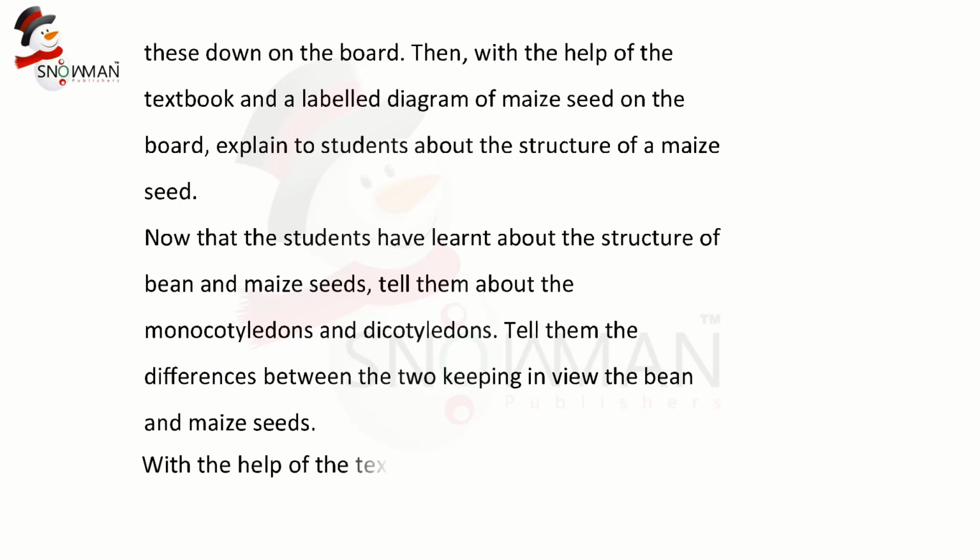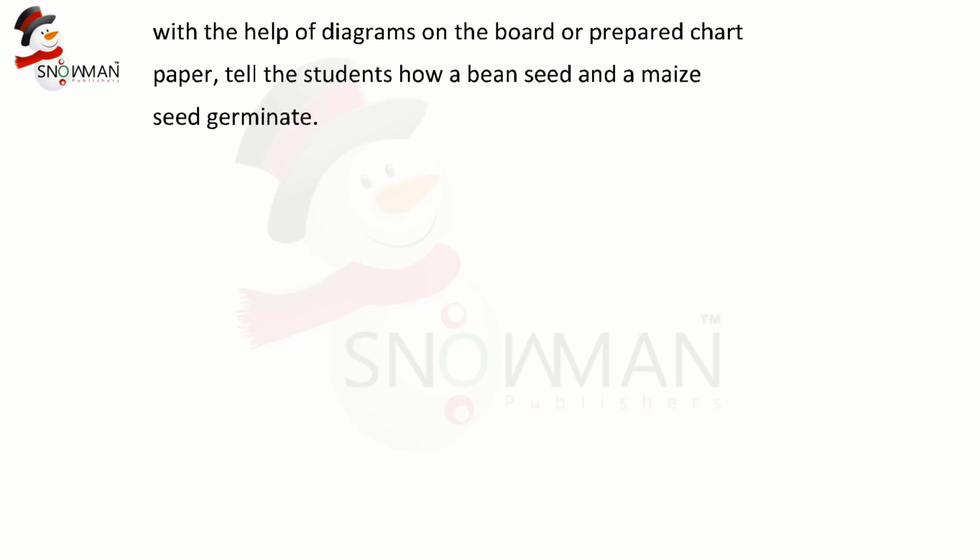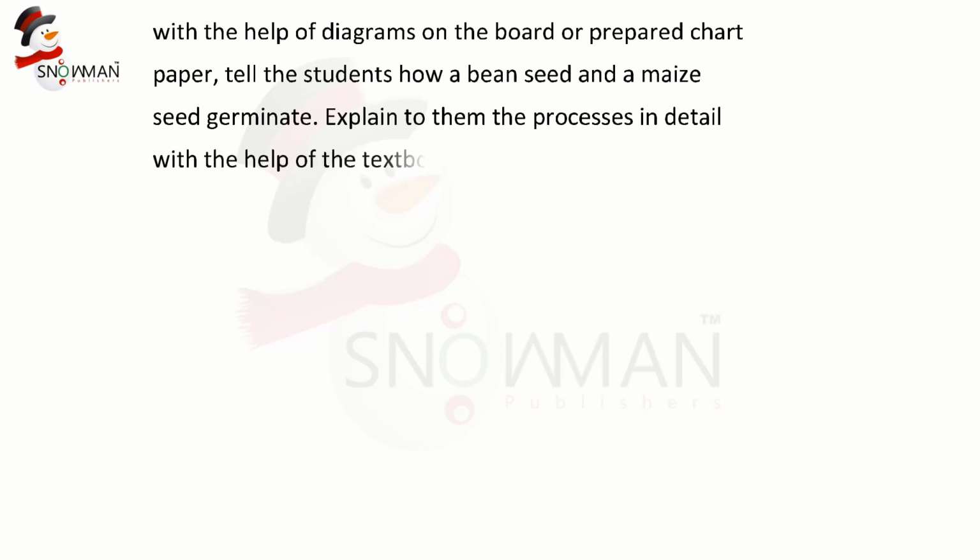With the help of the textbook, tell the students about the conditions that are necessary for seed germination. Then, with the help of diagrams on the board or prepared chart paper, tell the students how a bean seed and a maize seed germinate. Explain to them the processes in detail with the help of the textbook.